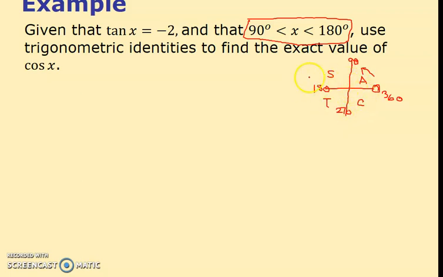And I'll come back to that in a bit. That's just a reminder of the CAST diagram. Anyway, it says that tan x is minus 2. It says use a trig identity to find the exact value of cos x. Well, how am I going to do this? Well, tan x is minus 2.